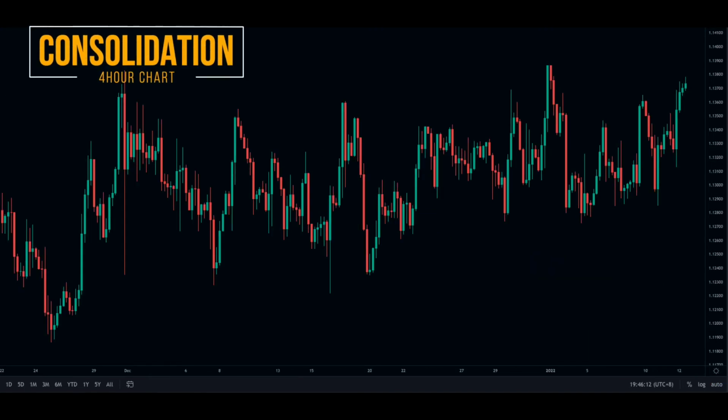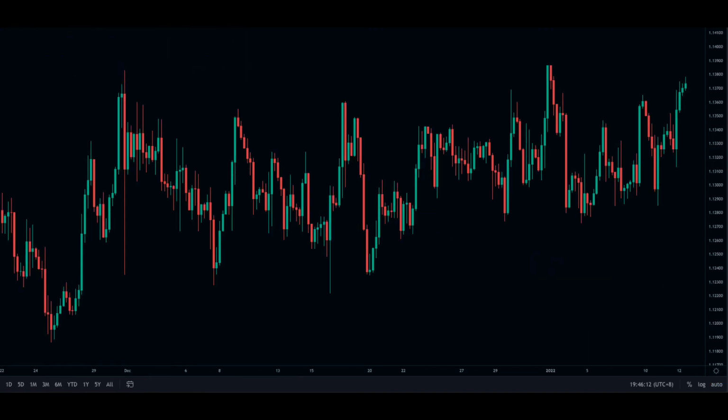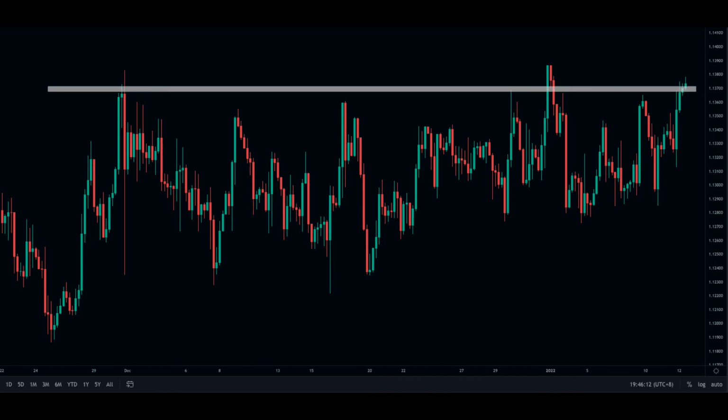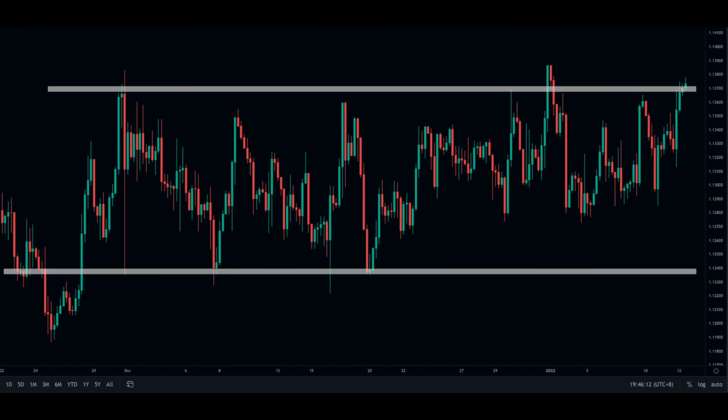Consolidation. The last kind of price movement is consolidation. This is when price is neither in an uptrend nor a downtrend, and price is moving back and forth between a level of support and resistance. You'll notice that we have a level of resistance above that rejected price, and we have a level of support below that rejected price. We have a swing high and swing low on the left, and price has been unable to create a higher high or higher low.